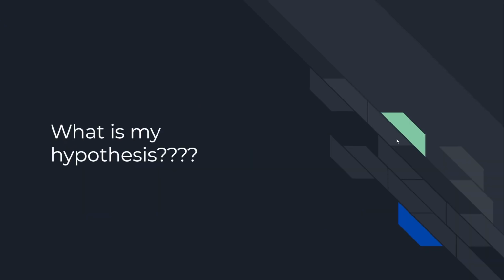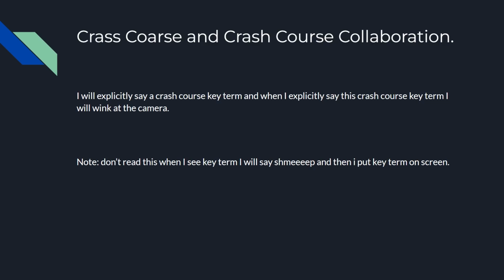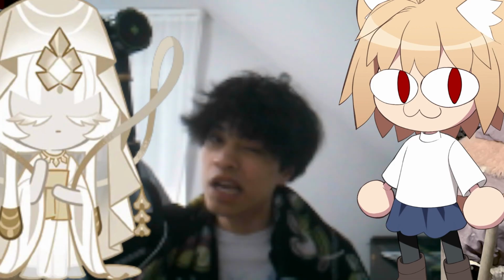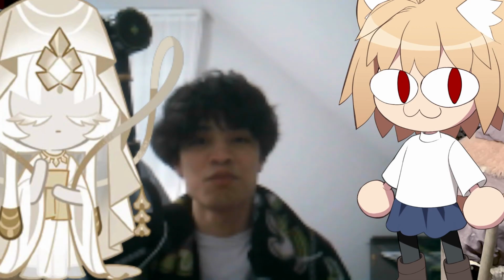Let's go to the next slide. Segue. Oh, we're talking about hypothesis. We didn't even say the hypothesis. What was my hypothesis? Wait. Oh, wait, yeah, I forgot about this. We were supposed to use a bunch of crash course terms, key terms in our project. So whenever I say the key term, I'm gonna wink at the camera, and then editing lean green loser girl will show the definition on screen.